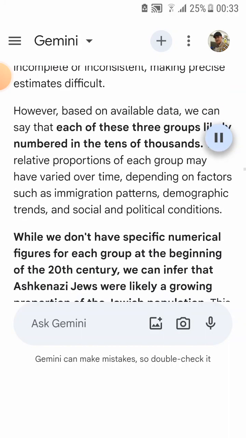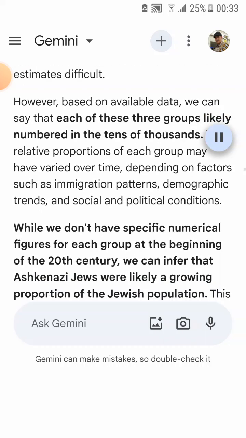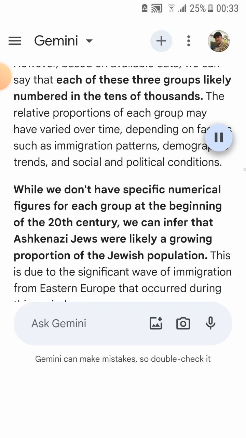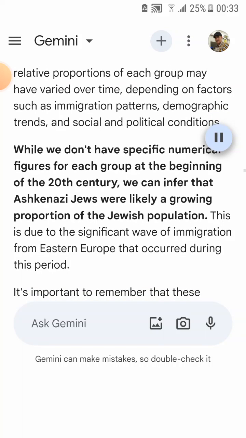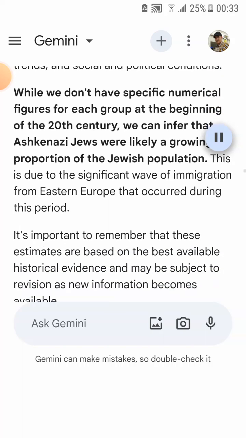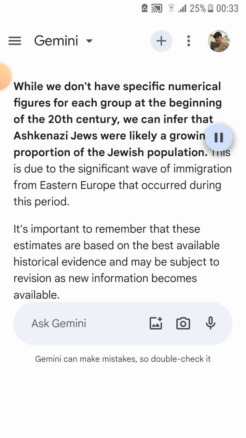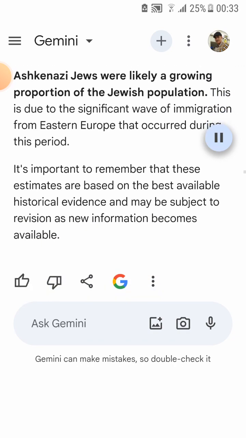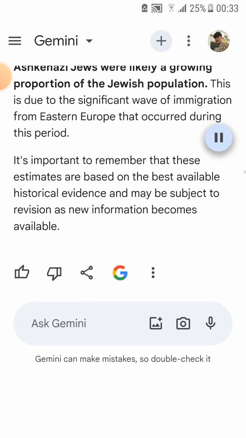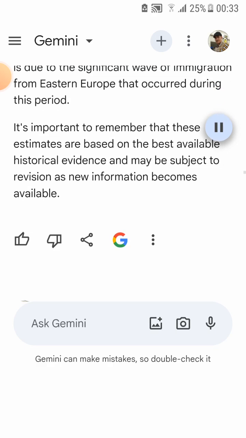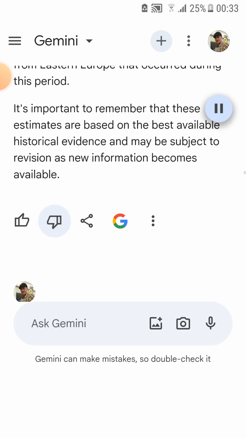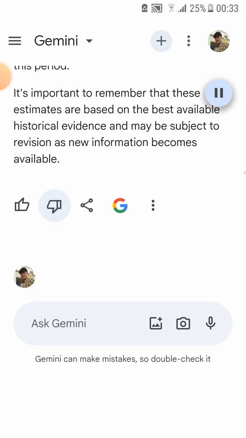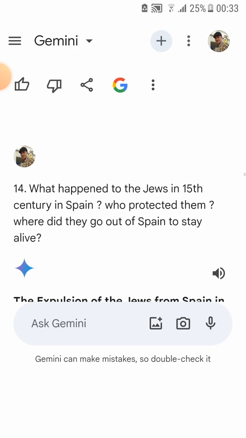However, based on available data, we can say that each of these three groups likely numbered in the tens of thousands. The relative proportions of each group may have varied over time, depending on factors such as immigration patterns, demographic trends, and social and political conditions. While we don't have specific numerical figures for each group at the beginning of the 20th century, we can infer that Ashkenazi Jews were likely a growing proportion of the Jewish population. This is due to the significant wave of immigration from Eastern Europe that occurred during this period. It's important to remember that these estimates are based on the best available historical evidence and may be subject to revision as new information becomes available.